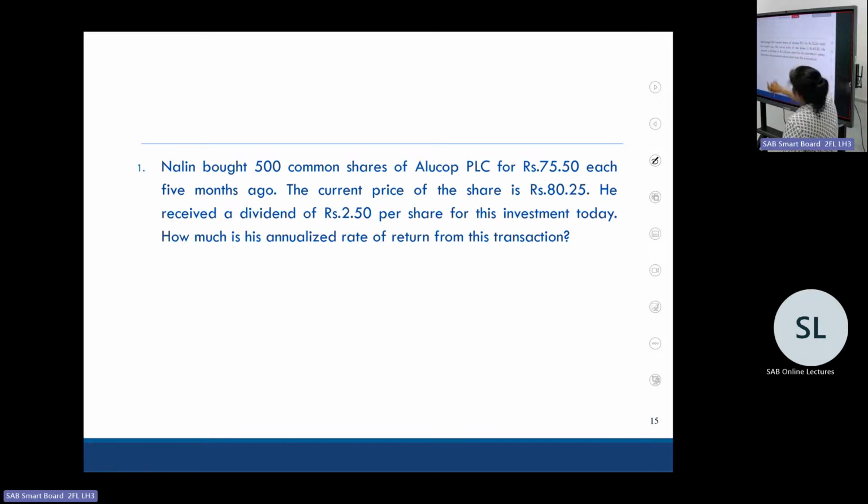Now let's move to the next concept. Before that, please do this example by yourself. It's a calculation. You can do it yourself from your tutorial, I think.